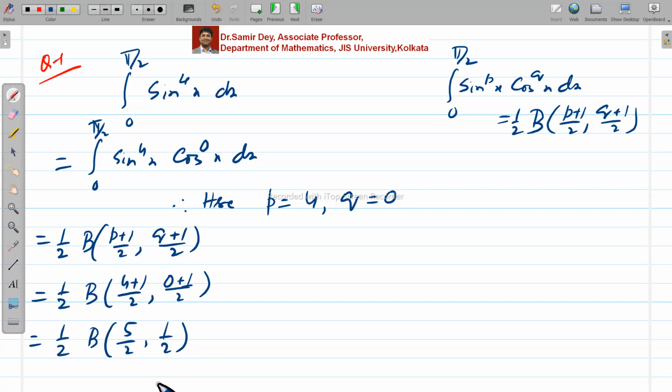Okay. Very simple. You need to identify what is your P and what is your Q. If you know, then within a minute you can find the answer. Now it is clear to everyone? Okay, now come to the next slide.